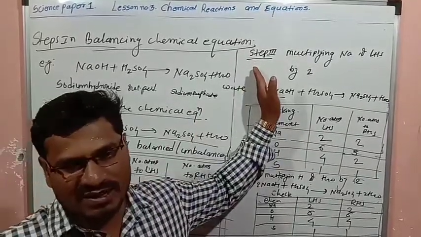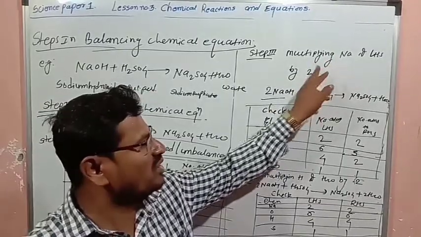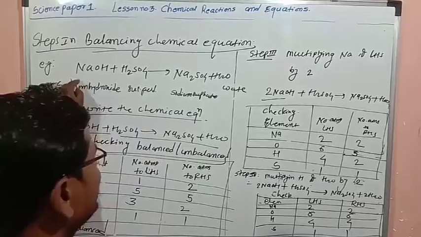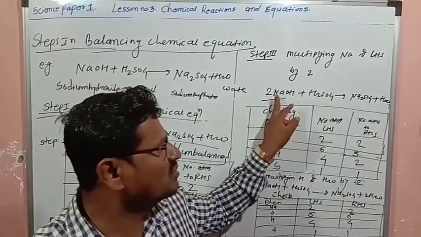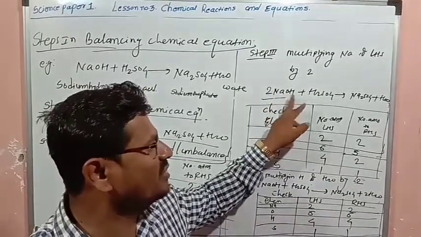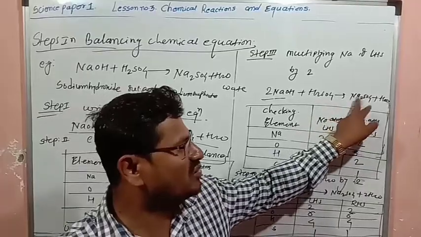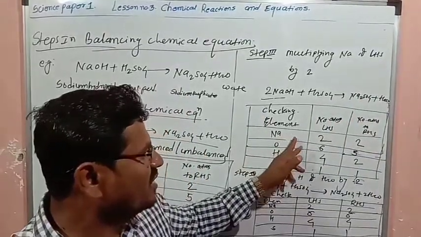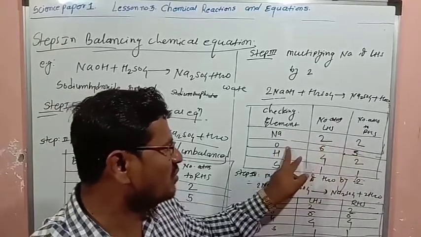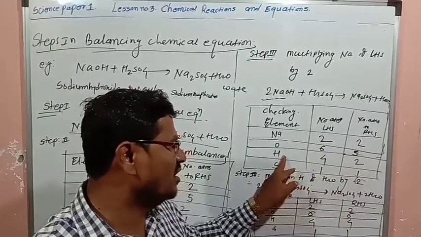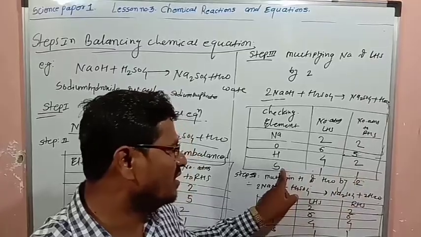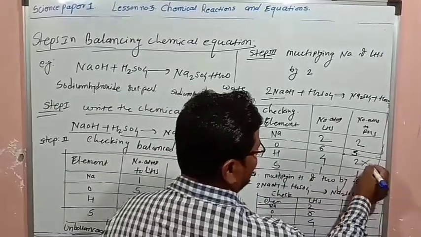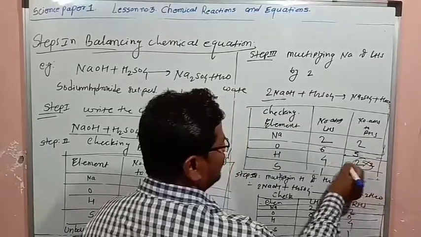So in the third step, you have to multiply the sodium of NaOH by 2. So you are multiplying here: twice NaOH plus H2SO4, it gives Na2SO4 plus H2. And by checking, sodium is 2, 2, oxygen 6, 5, hydrogen 4, 2, and sulfur 1, 1. So just multiply here by 2, then it will become 4.